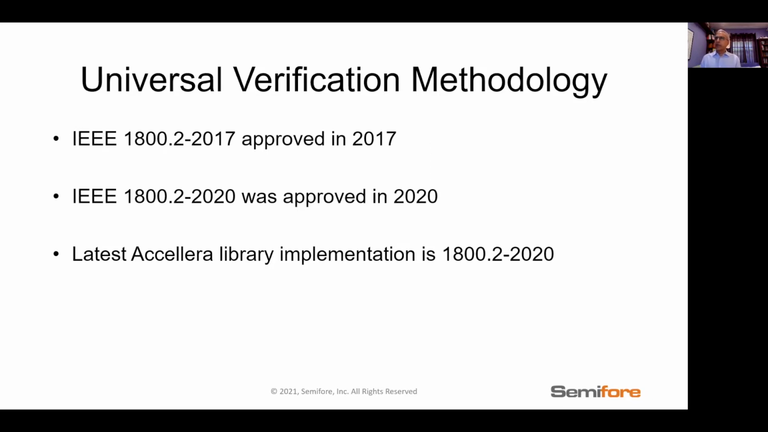Later in 2020, another version of the standard came out that was IEEE 1800.2/2020. And with every version of the IEEE standard, Accelera released and continues to release the standard compliant library, the implementation. The current one that is compliant with IEEE 1800.2/2020 is called 1800.2/2020, and users can download it from the Accelera website.